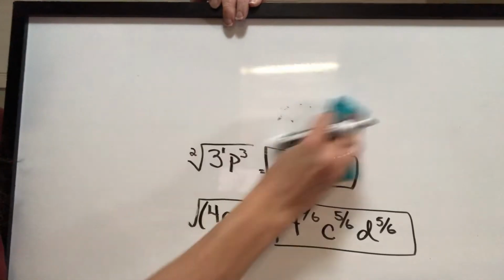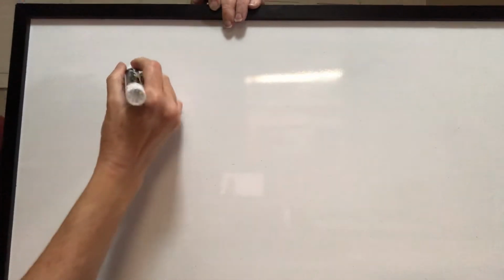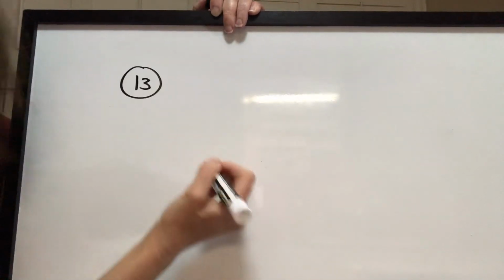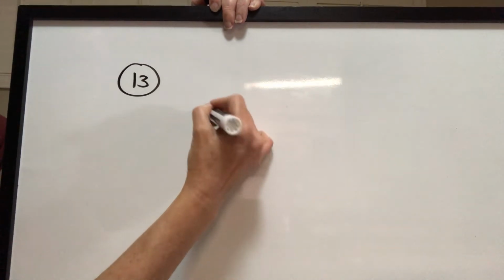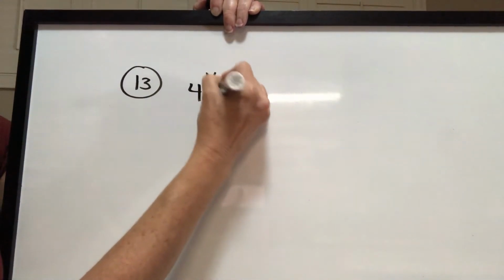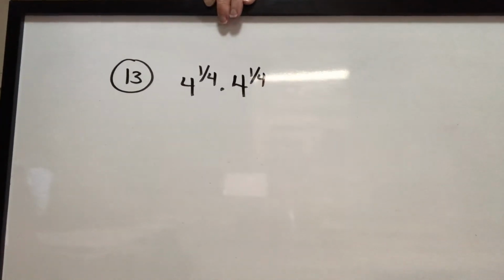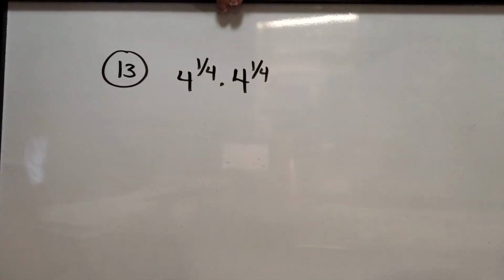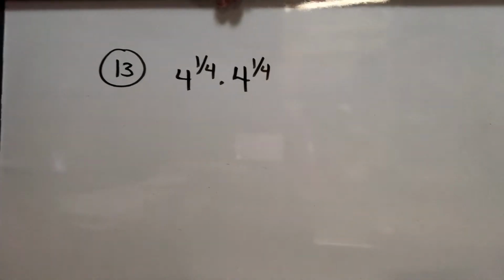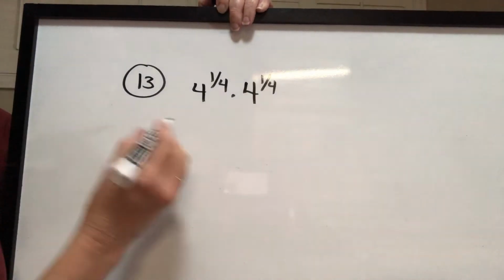Okay, so there's just a few more on the bottom and we'll be done. So 13. We have 4 raised to the 1/4 power times 4 raised to the 1/4 power. It says in the directions to change each to radical form and then simplify. So here's how this would go.